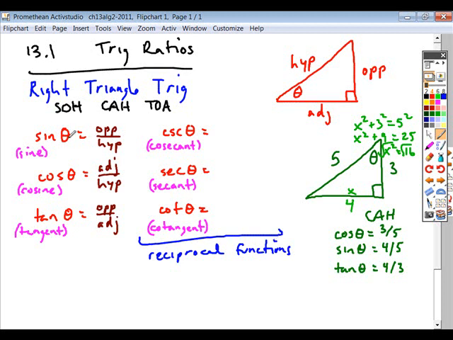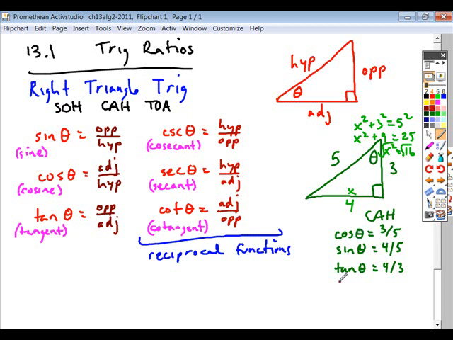So the cosecant is the reciprocal function of sine. So we're going to take the sine function and flip it. So instead of it being opposite over hypotenuse, it becomes hypotenuse over opposite. For the secant, instead of it being the cosine's adjacent over hypotenuse, we're going to flip it. It'll be hypotenuse over adjacent. And then finally, for the cotangent, instead of it being the tangent, opposite over adjacent, we're going to flip those: adjacent over opposite. Okay?